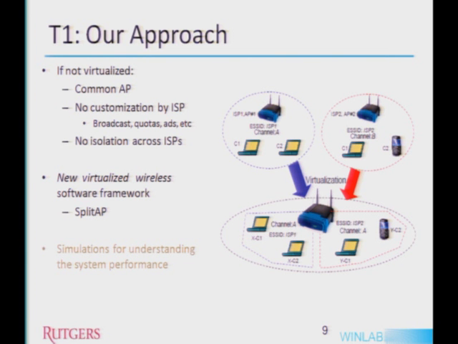Our approach to this problem is to virtualize the access point. If you have two different independent virtual networks, so this is one ISP and this is the other ISP, and they have their clients, then you can map them onto a single access point and have this access point emulate two different virtual access points and have these clients connect to it.